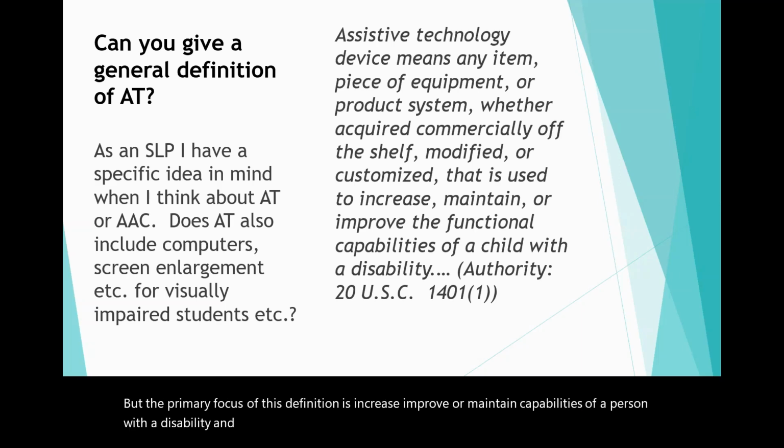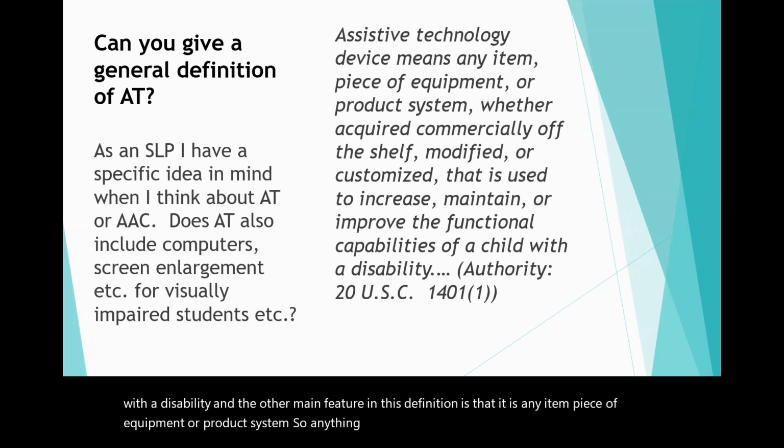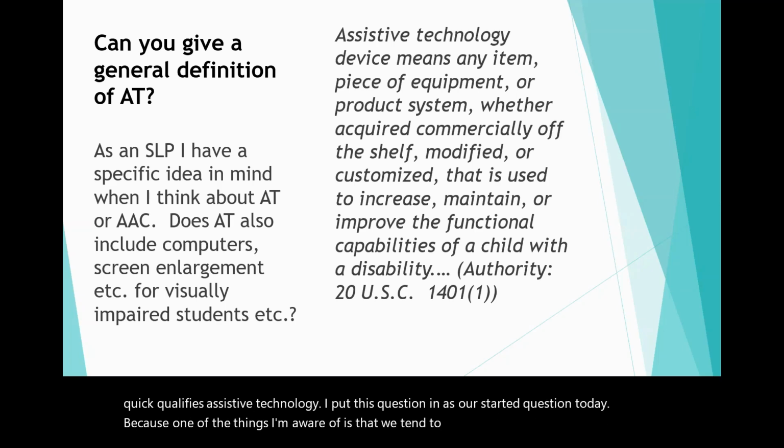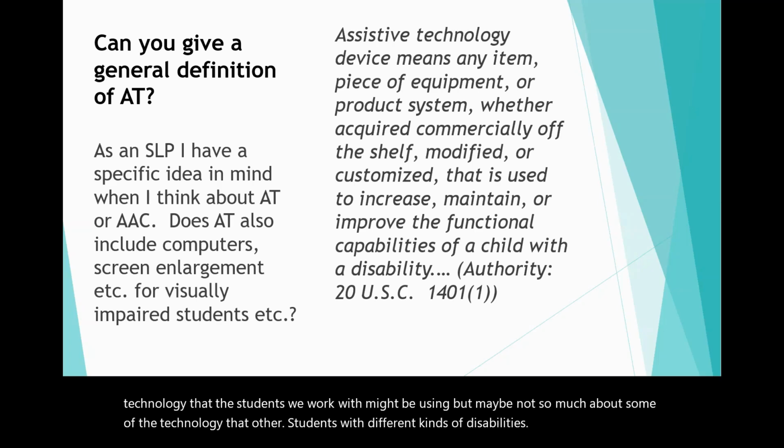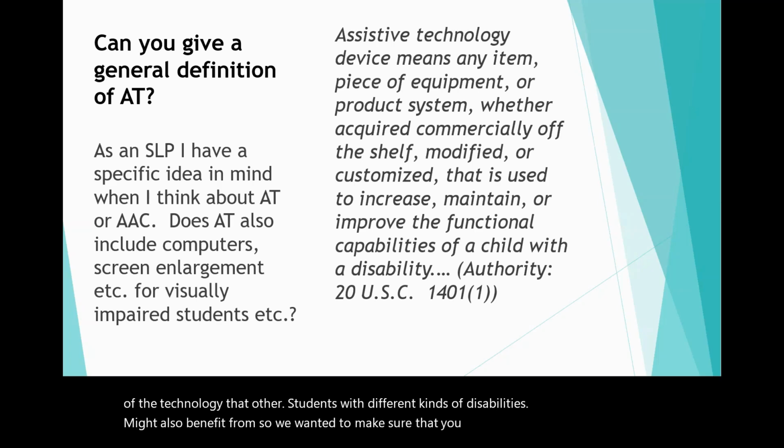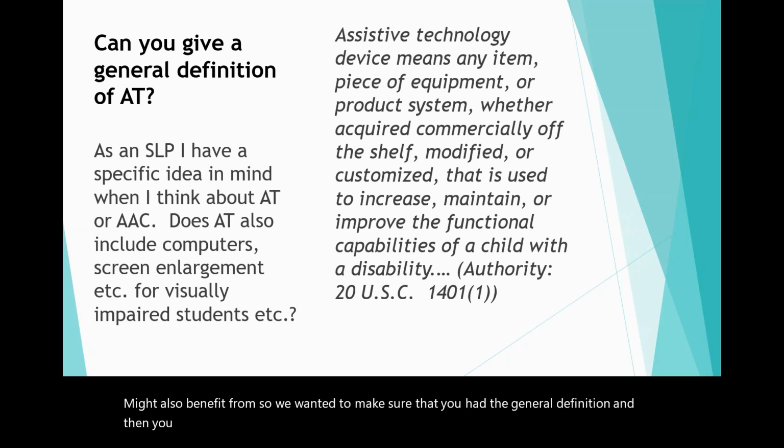And the other main feature in this definition is that it is any item, piece of equipment, or product system. So anything you can touch and see or at least watch operate could qualify as assistive technology. We tend to know a lot about the assistive technology that the students we work with might be using, but maybe not so much about some of the technology that other students with different kinds of disabilities might also benefit from. So we wanted to make sure that you had the general definition, and then you can apply it to your own situation and your own students.